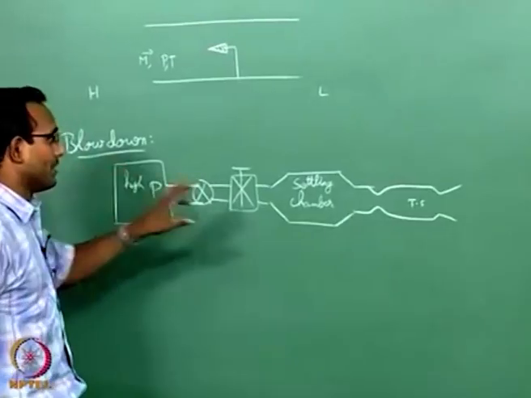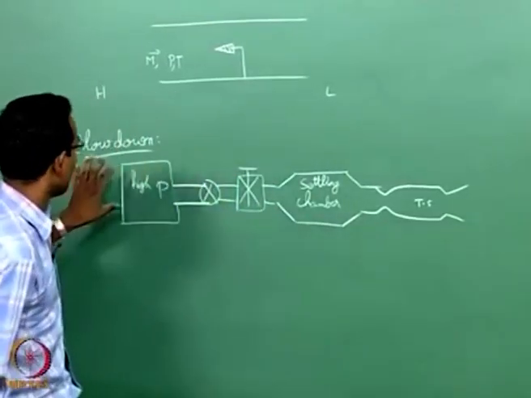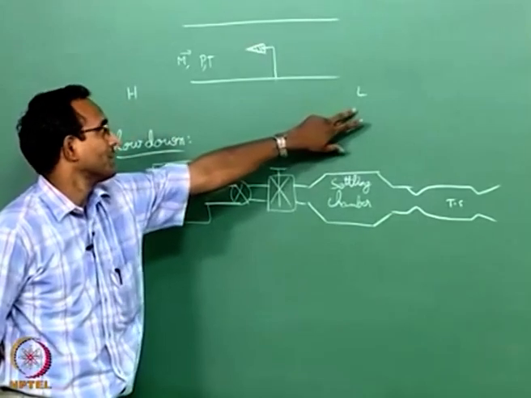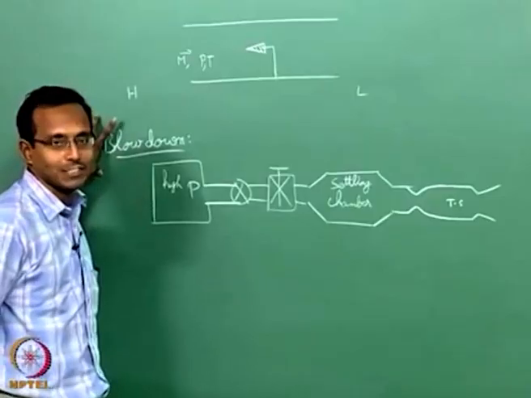Typically they think about exiting to atmosphere, but starting from very high pressure. I am providing the high pressure on this side, exiting to atmospheric pressure on this side. That is a blow down facility.